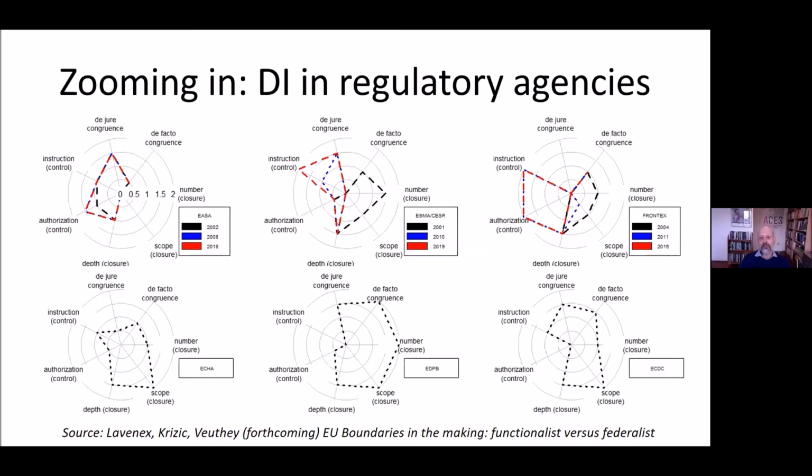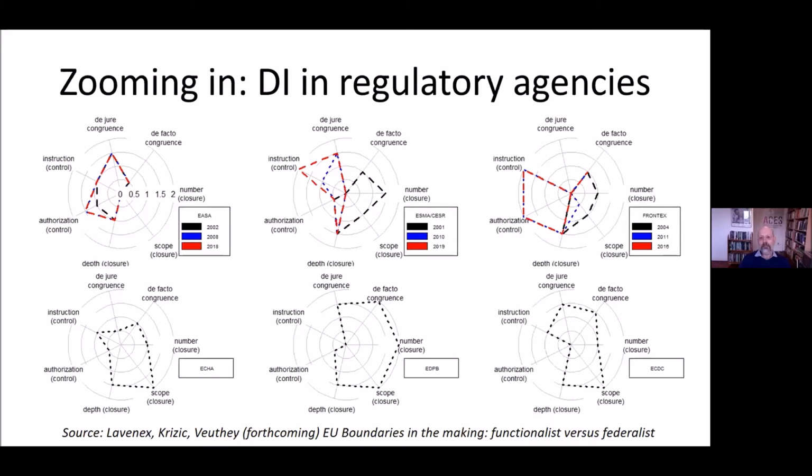So if we look at the top three agencies, we see they are also the more open ones, the more flexible or differentiated ones. This is perhaps surprising because two of them are in highly politicized fields, ESMA in finance and Frontex. And they have become more open over time. This is also interesting because these three agencies have had reforms, and with each reform, the openness has increased in terms of numbers of agreements, but also scope and depth for some of them.